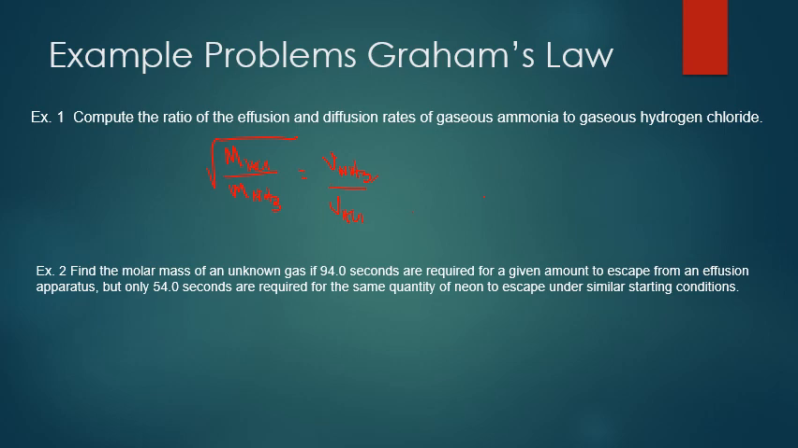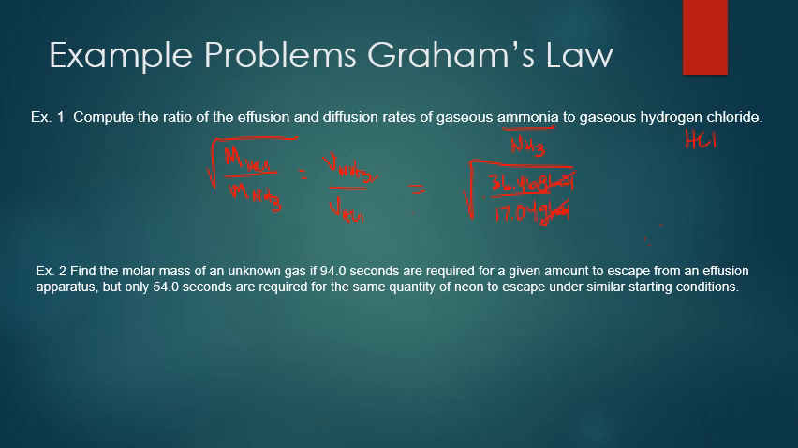So if we look at the molar masses, ammonia, if you remember, again, is NH3. Hydrogen chloride would be HCl. So as I'm looking at the square root of the molar masses, the molar mass of HCl, as we had said, putting that in the numerator, I would have 36.46 grams per mole. And for the NH3, I'd have 14.01 and 3 times 1.01. So I'd have 17.04 grams per mole.